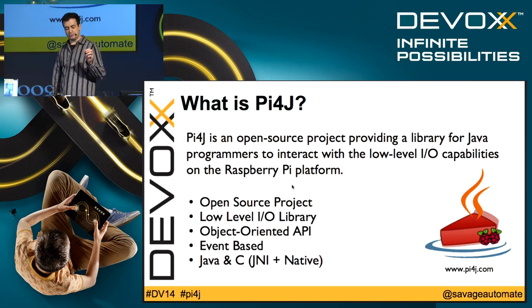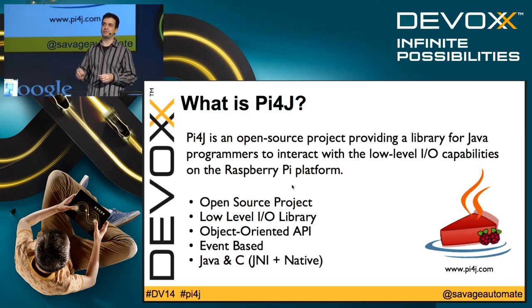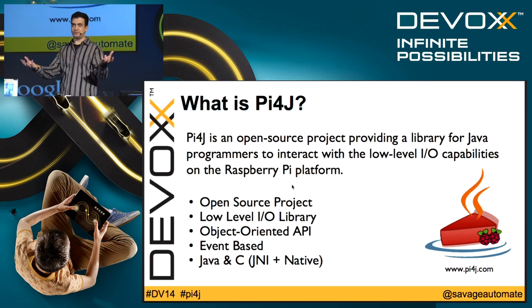The Pi4J project is written completely in Java with a side helping of some C native code so that we can access some of the lower level functionality and optimize for the Raspberry Pi platform. But fortunately for you, you don't have to access any of the C code or worry about the JNI. That's all buried underneath the covers for you. So you get a nice Java library with Java objects that you can interact with.